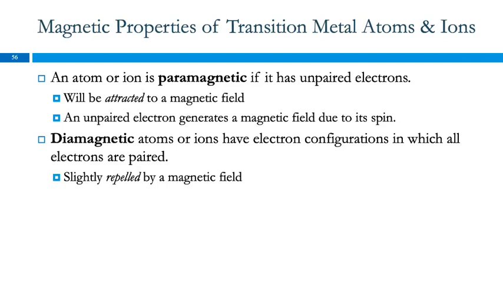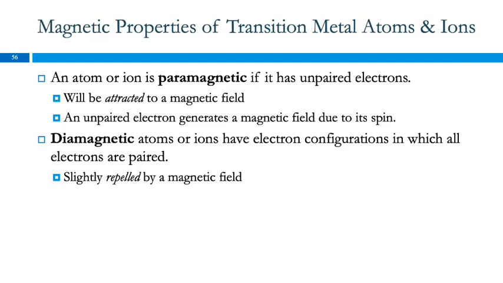Magnetic properties of atoms and ions can be predicted. They are related to how many or whether there are any unpaired electrons in the orbital diagram. So unpaired electrons have a charge and they have a spin. They make their own little magnetic field, and then they get attracted to an outside magnetic field.